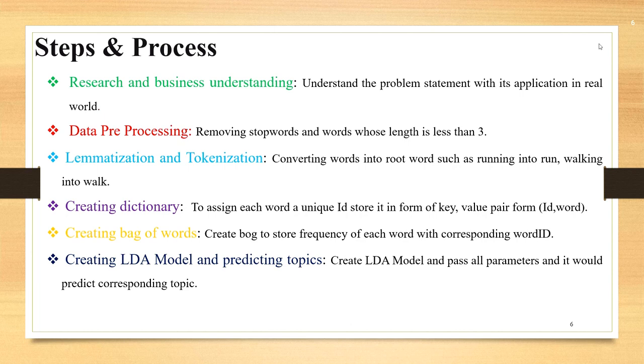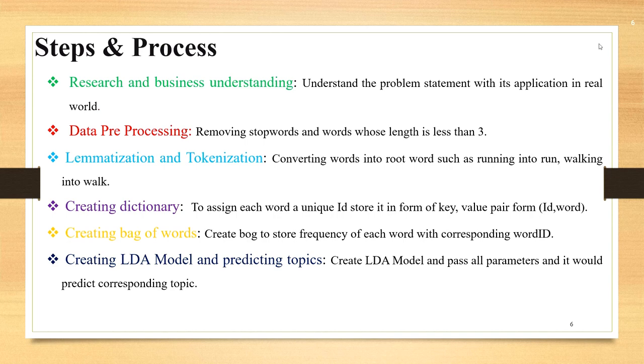Moving on to the data preprocessing, as I have already explained, we are importing the Gensim library for the stop word module as well as the preprocessing, in which we are removing the words whose length is less than 3. Moving on to the lemmatization and tokenization, we are converting the words into the root or base words, like running into run, walking into walk.